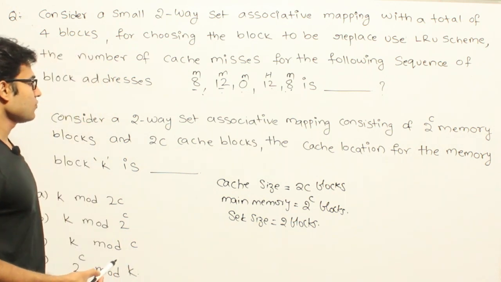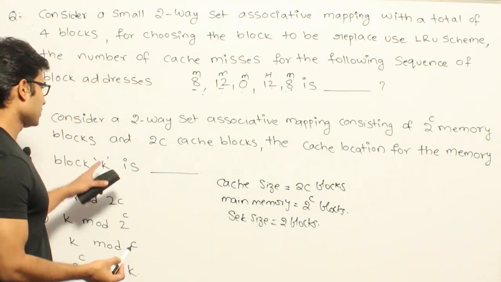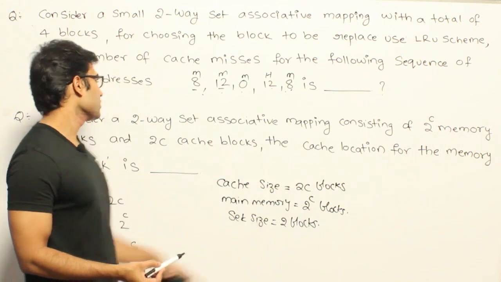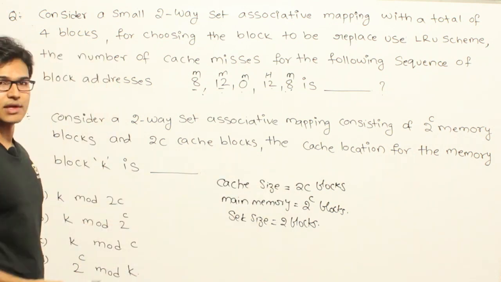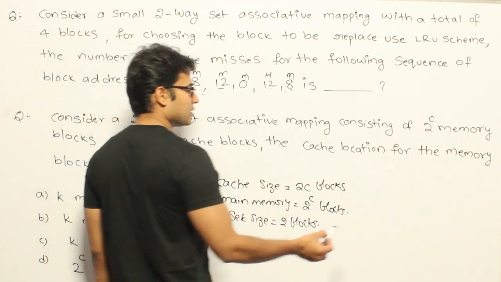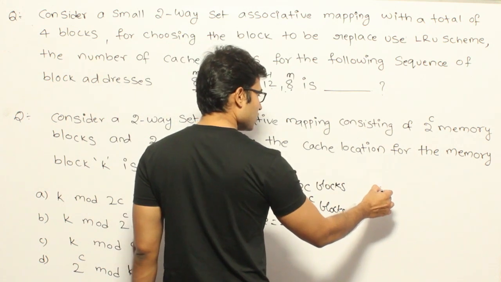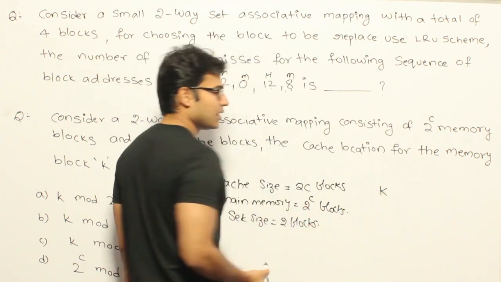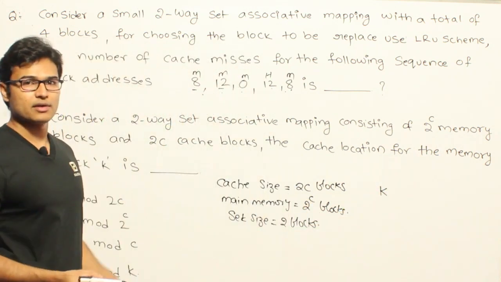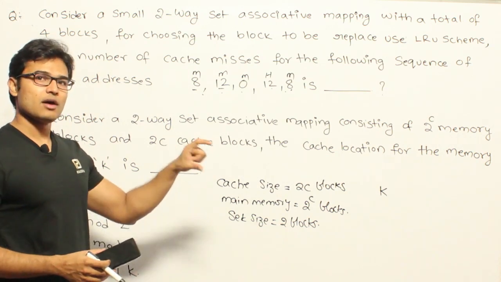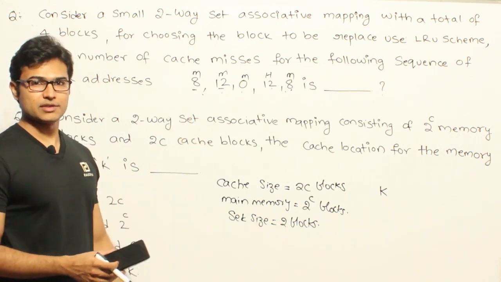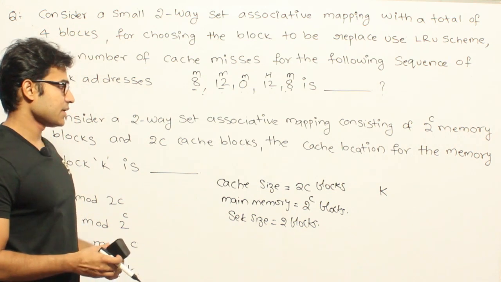Okay, now we can find out how many sets there are. See the question. The cache location for the memory block K, in the case of set associative, is going to be: first you have to find out the set location, and after that the entire set is where this block can be placed. Got it? Therefore let's find out the set number here.